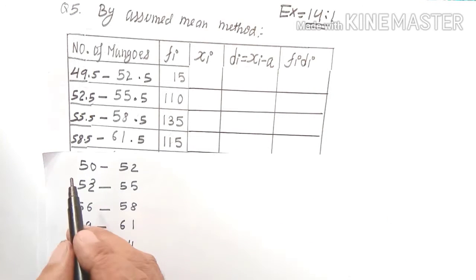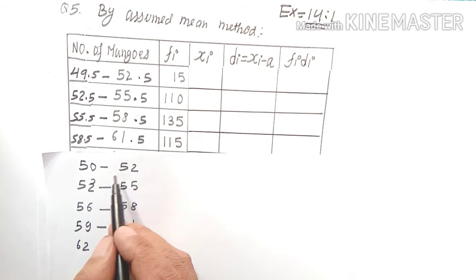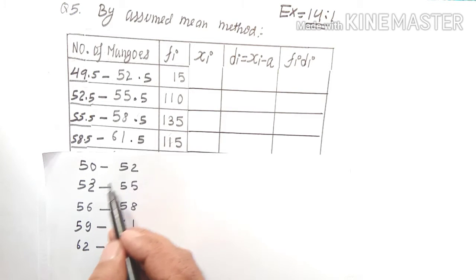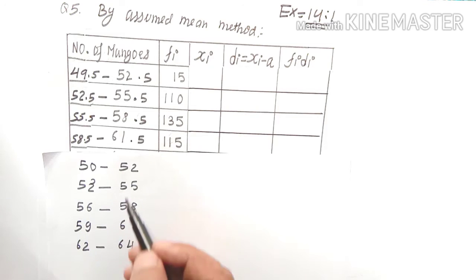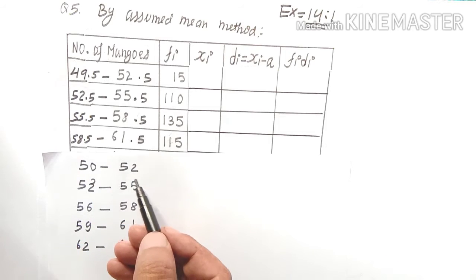But if you refer to the question in your textbook properly, the class intervals are not continuous. We can see 52, 53, not the same; 55, 56, not the same; 58, 59, not the same. That means this type of class interval is not continuous. So you have to convert the classes into continuous ones.